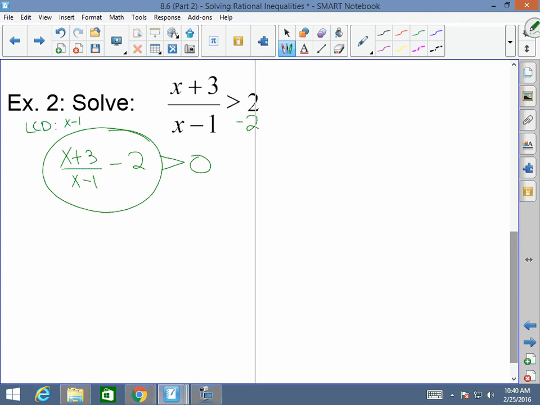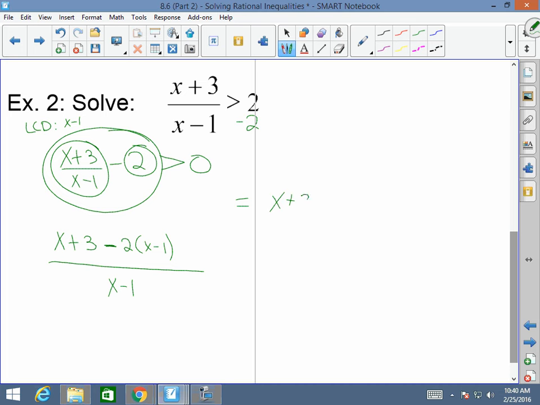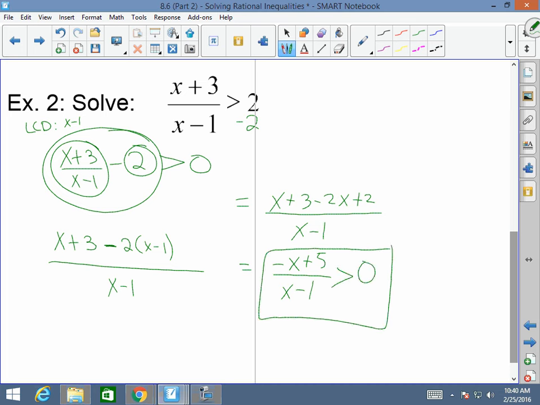Beautiful. I'm proud of you guys. So do I need to multiply anything to this one? No, this is just x + 3, and everything's going to be over x - 1. Remember what we did before. Minus, what do I need to multiply to this one? So it's minus 2 times (x - 1). This is going to give me x + 3 - 2x + 2, all of it over x - 1, which equals (-x + 5)/(x - 1) > 0. Now I'm ready to rock and roll.